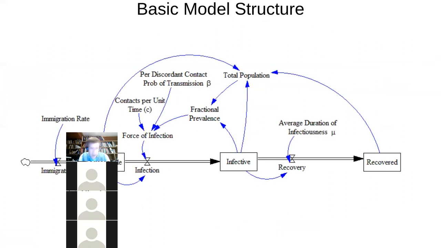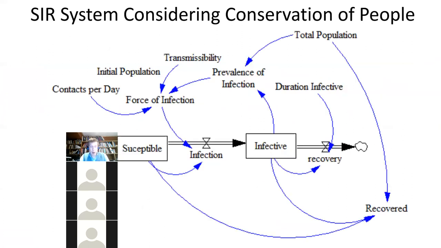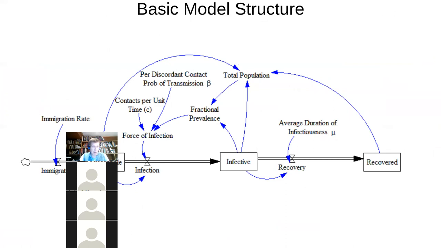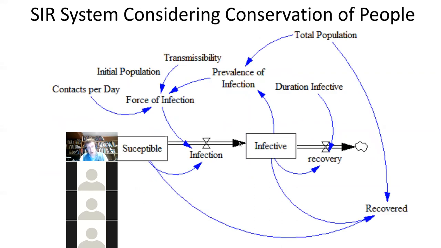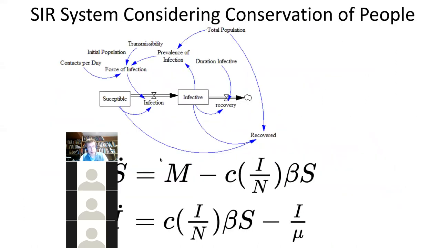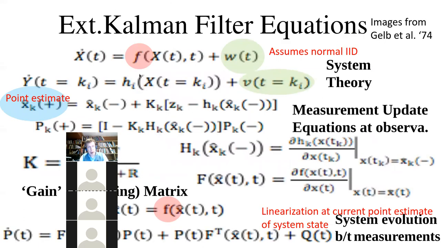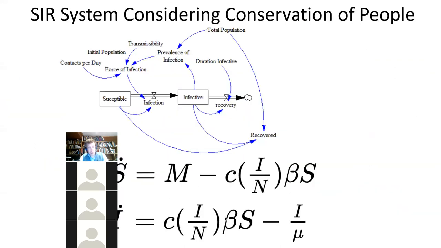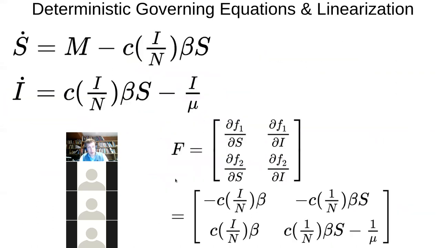For an actual model here, imagine an SIR model. If we imagine no immigration, we have a closed population, we could turn that into an SI model, because recovered is just N minus S minus I. The extended Kalman filter equations then can be formulated. F here is just these. We saw that, again, ignore the M.